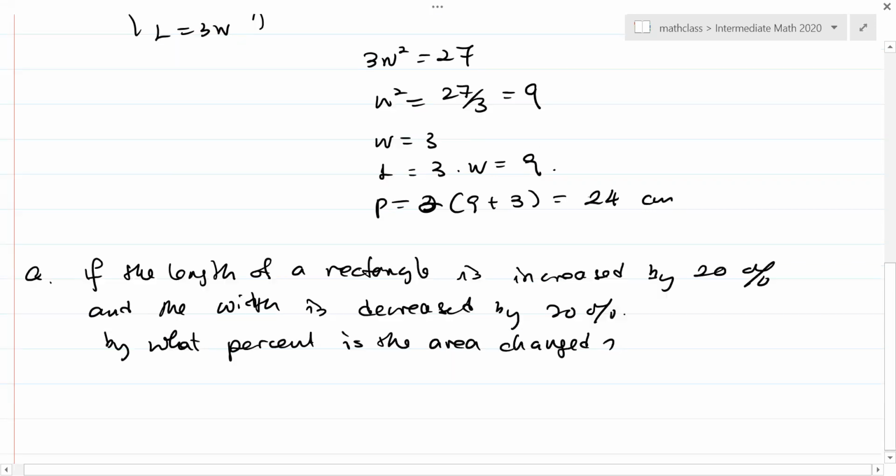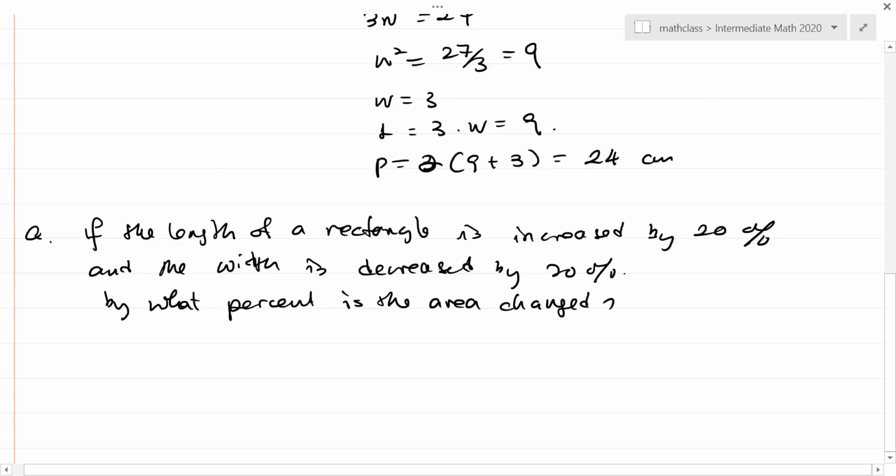Is the area changed? Now, some students will say, oh, based on my experience, maybe there's no change, because the length is increased by 20% and the width is decreased by 20%, so they always cancel out in some sense, right? Well, we don't know until we do the computation.